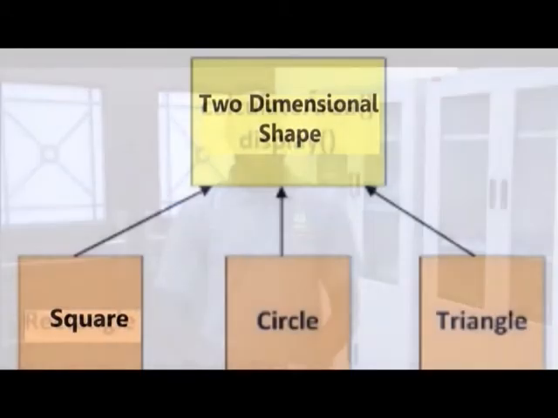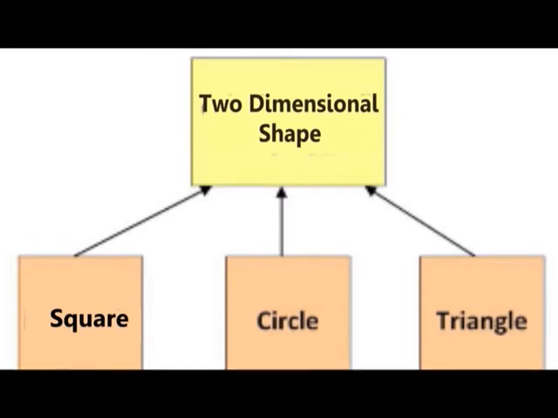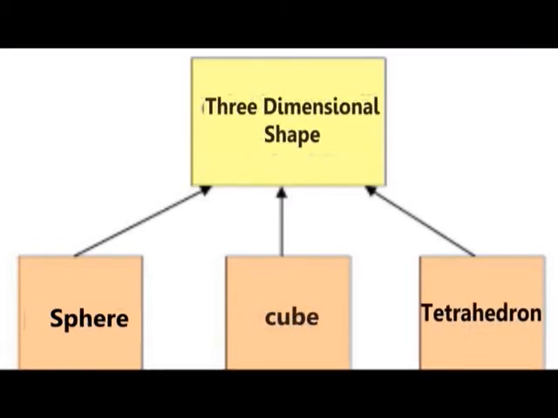On the other hand, classes that can be used to instantiate objects are called concrete classes. Such classes provide implementations of every method they declare. Some of the implementations can be inherited. For example, we could derive concrete classes circle, square, and triangle from abstract superclass two-dimensional shape. Similarly, we could derive concrete classes sphere, cube, and tetrahedron from abstract superclass three-dimensional shape.